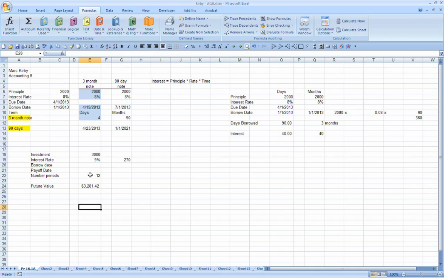So let's change this back to one compounding period, and it changes back to 270, and all I had to do was change one number because I'm dividing by number of periods to modify my interest rate.